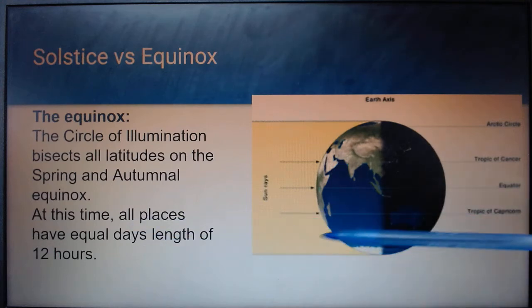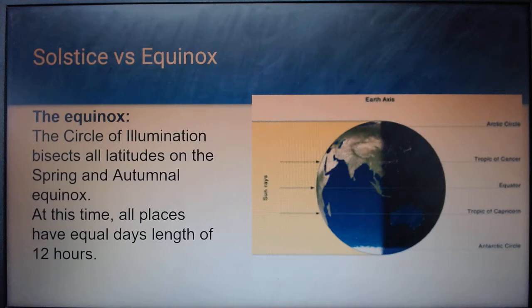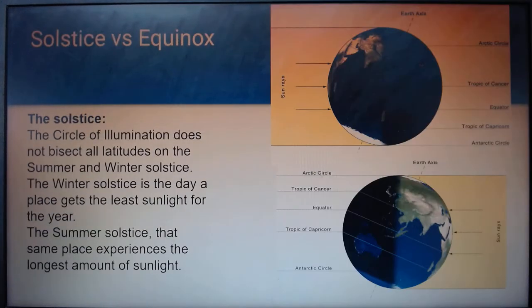Alright, at this time, all places will have equal length of days and nights at these times. So in spring and fall is when we have our 2 equinoxes. Very simple, then just the opposite is true for our solstice.